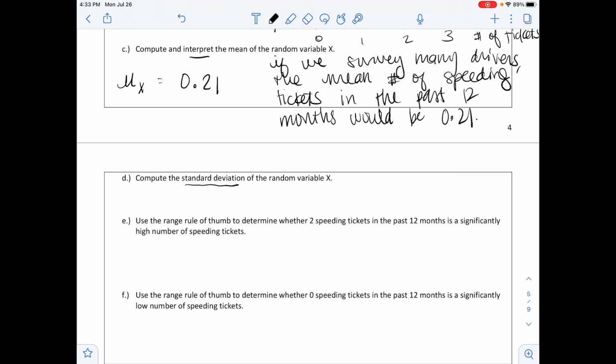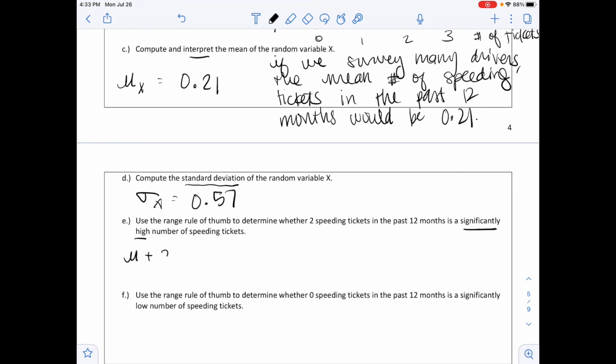Part D says to compute the standard deviation, which you should also have on your calculator. And going ahead and rounding this to 2 decimal places, we get 0.57. And we are never asked to interpret the standard deviation. For part E, it says use the range rule of thumb to determine whether 2 speeding tickets in the past 12 months is a significantly high number of speeding tickets.